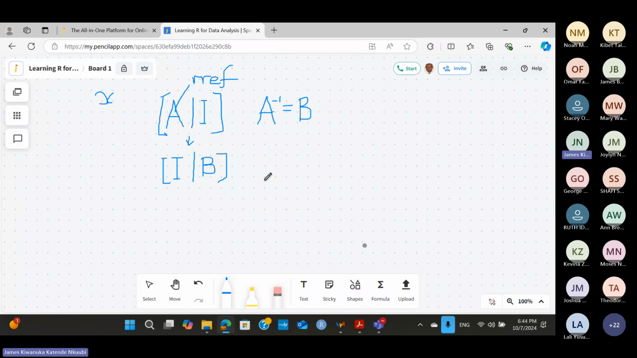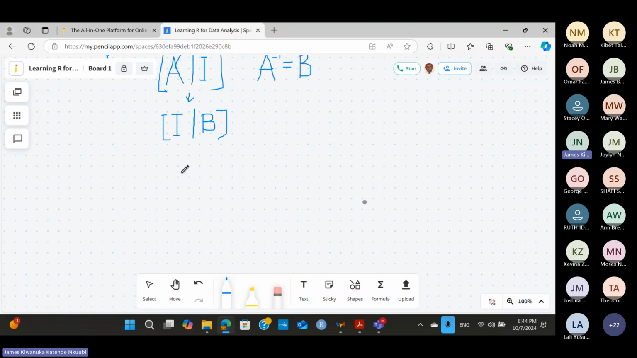So for the sake of brevity, or time, I will use a small example to illustrate this. Suppose we have a matrix like this, and we need to find its inverse. If this is A, of course, it's possible to do this with other techniques, but we want to apply the Gauss-Jordan elimination so that you can see what happens. So I will augment this with the identity matrix. The augmented matrix will look like this: I will have 1, 0, 2, and 3 as my matrix. On the other side, I put the identity matrix of the same size.